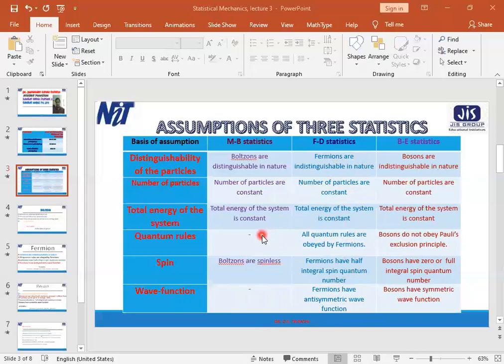Suppose a particle whose wave function is given by psi1, which depends on x1, y1, z1 at time t1, and another particle whose wave function is given by psi2 at positions x2, y2, z2 at time t2. Now suppose a particle in the coordinate system. This is the x-axis, this is the y-axis, and there will be an axis along the z direction. So if the three axes are there, suppose this particle is here. Its position can be given as x1, y1, z1 at time t1.